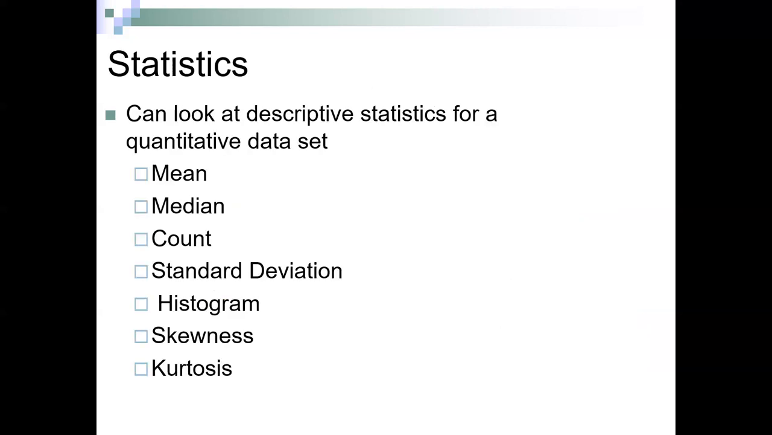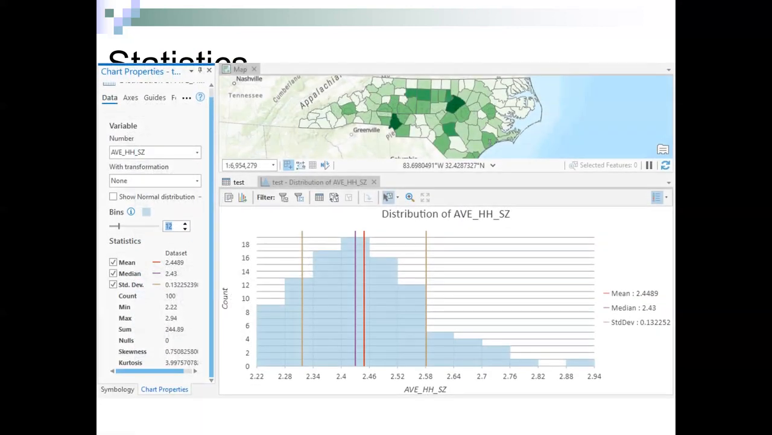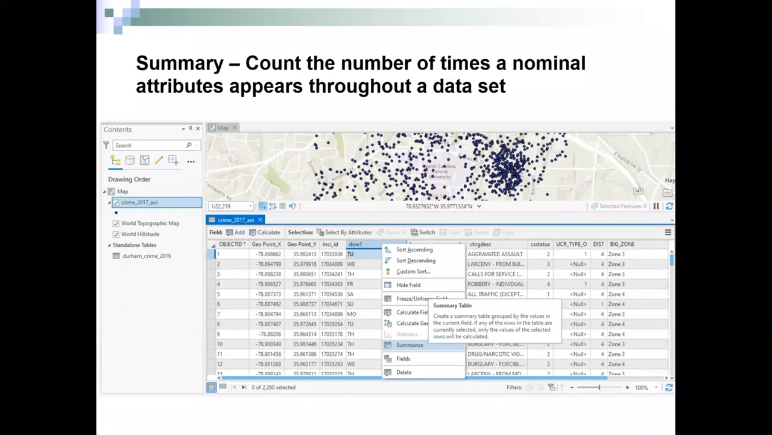FLORIDA. And then we can also run statistics on these like mean, median, count, histogram, skewness, kurtosis. Don't worry too much about those. They just measure how this curve basically looks right here. So if we're mapping something like average household size, it's fairly easy to do.